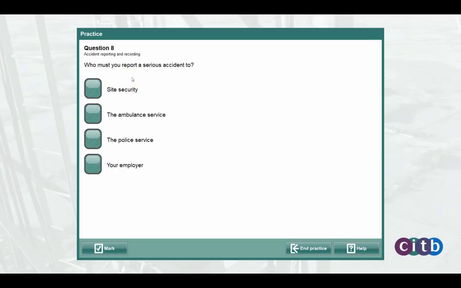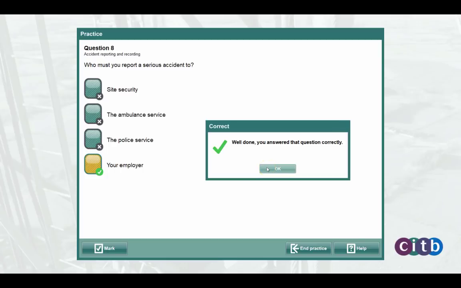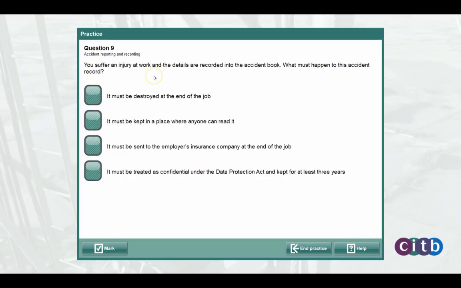Who must you report a serious accident to? Site security, the ambulance service, the police service, your employer, you suffer an injury at work, and the details are recorded into the accident book.